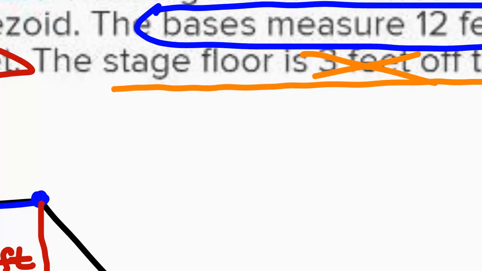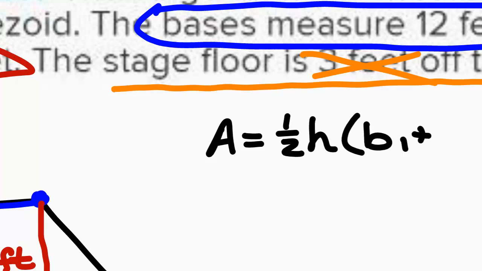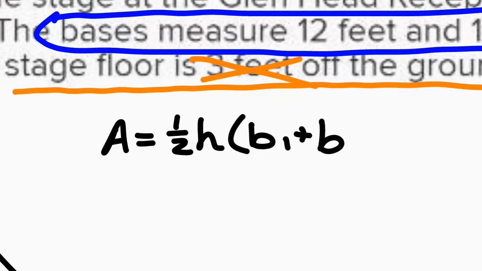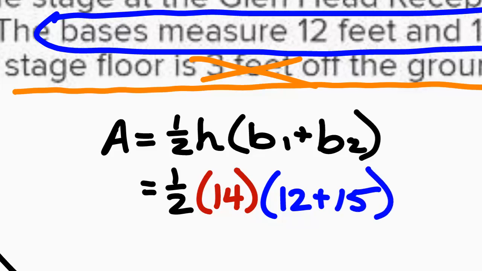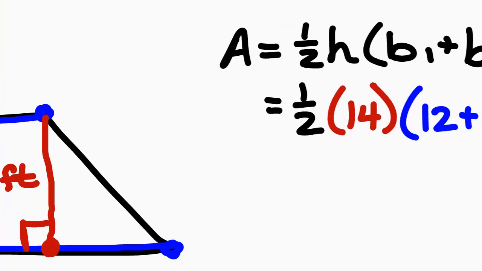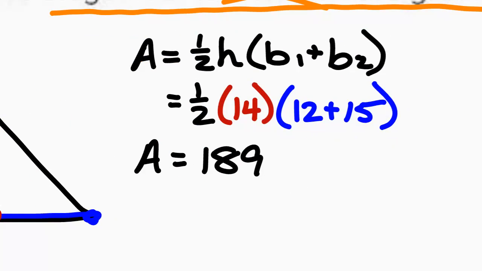So we're going to use our formula for the area of a trapezoid. Area of a trapezoid is 1/2 times the height times the sum of the two bases. So you would have 1/2 times that depth of 14 feet times the sum of our two bases, 12 plus 15. And from here you can type that right into your calculator. You find out that the area is 189 feet squared.